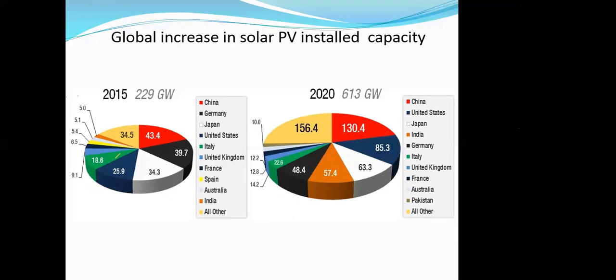In 2015, the position of India is here. First is China, Germany, Japan, US, Italy, UK, France, Spain, and India is at the bottom, and then the rest of the countries. And by 2020, we have moved to the 4th place. China is still leading, US is second, Japan is third, India is fourth, and we are pushing for further advancement. The Indian government is much focusing on this, and we have increased from this below rank to the 4th rank in installed solar PV capacity.